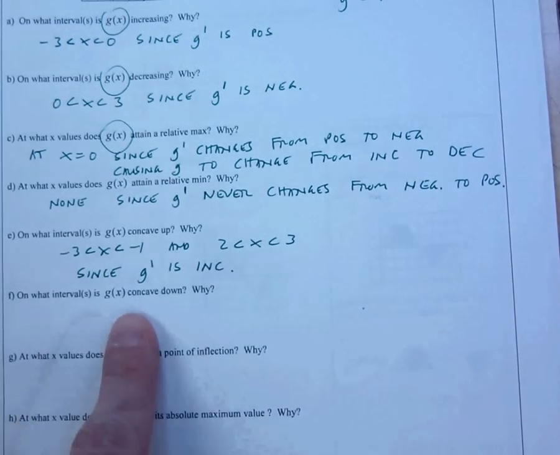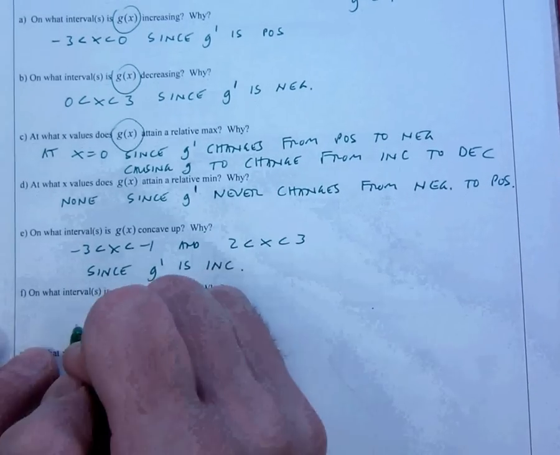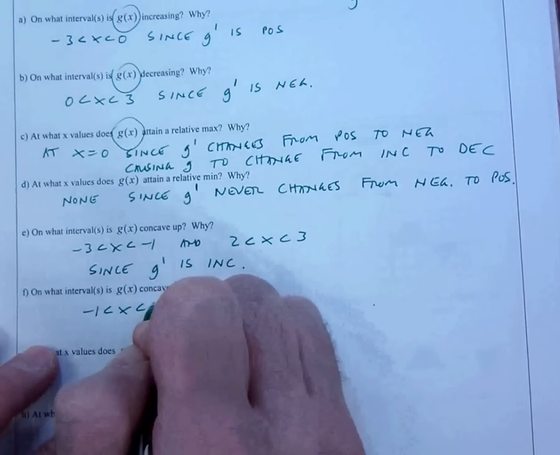On what intervals is G concave down? -1 to 2. Okay, good. And why? That's right.